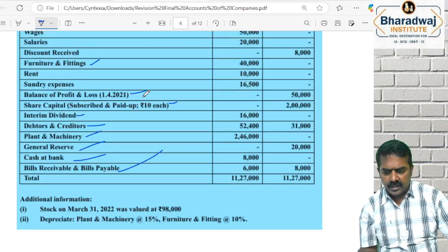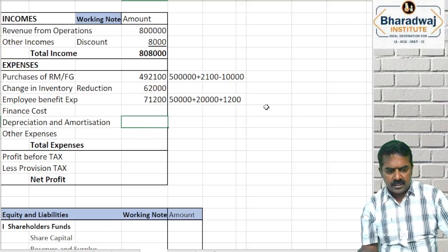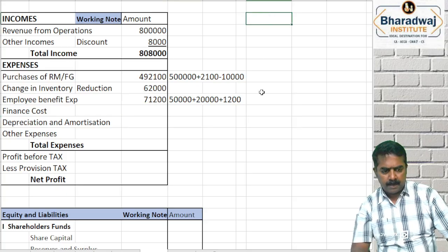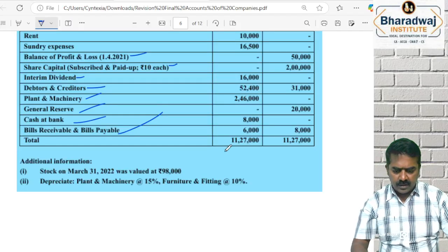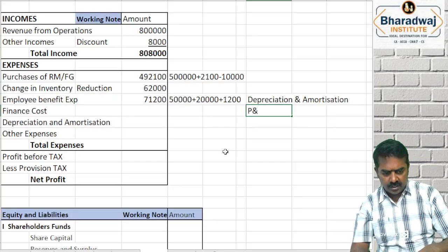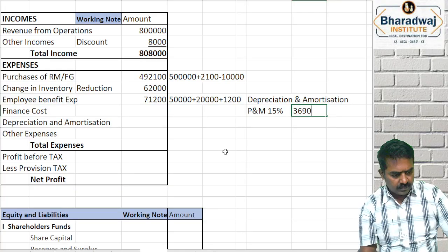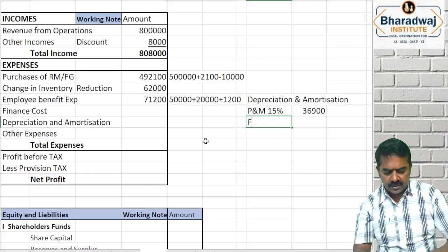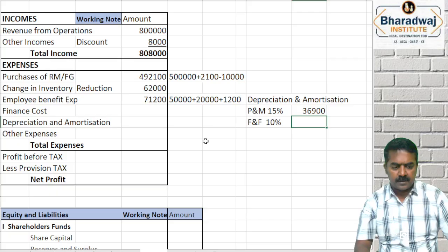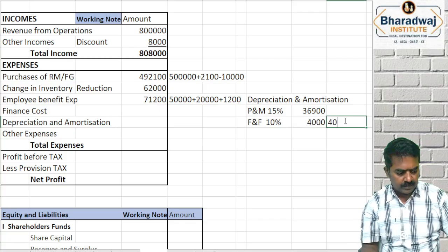Is there any finance cost, like interest? Yes, sir. Depreciation and amortization. Depreciation on plant and machinery at 15%. How much will it be? 36,900. Then on furniture, what percentage? 10%. How much? 4,000. Total 49,900.